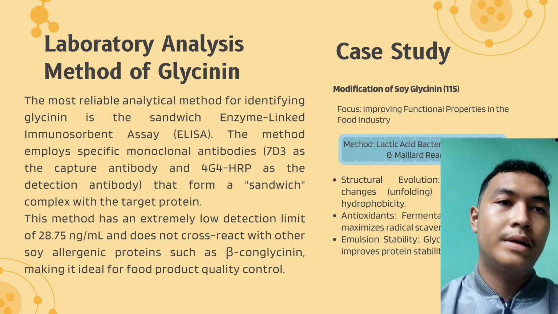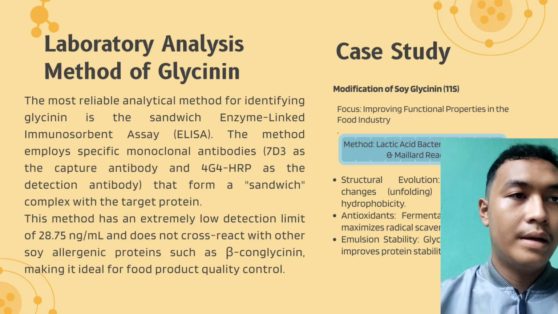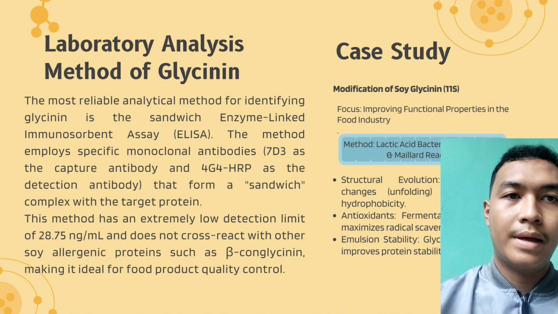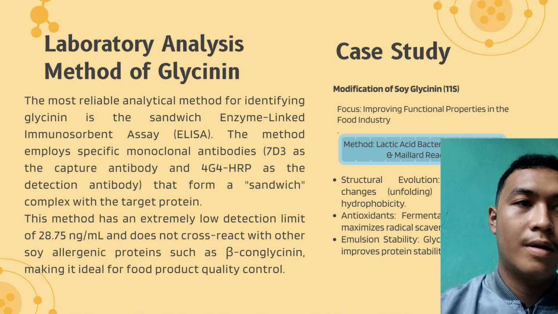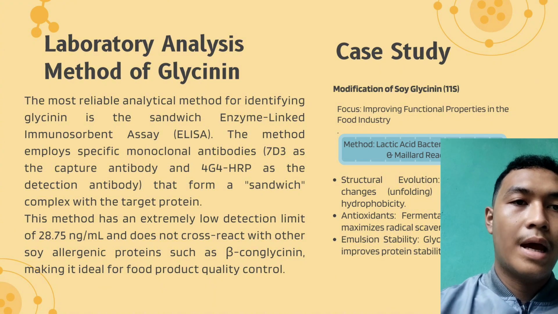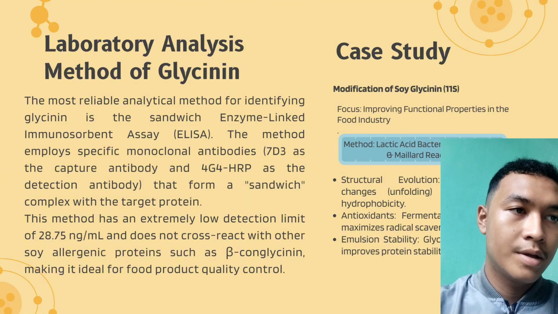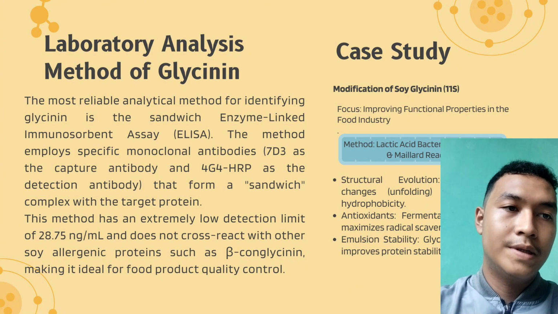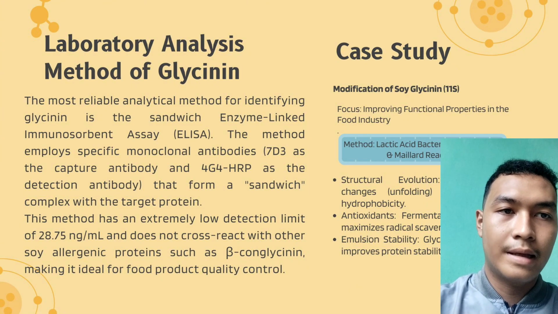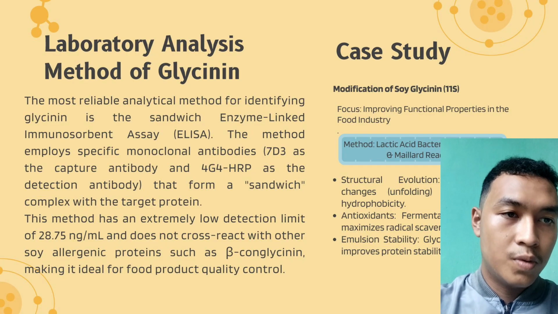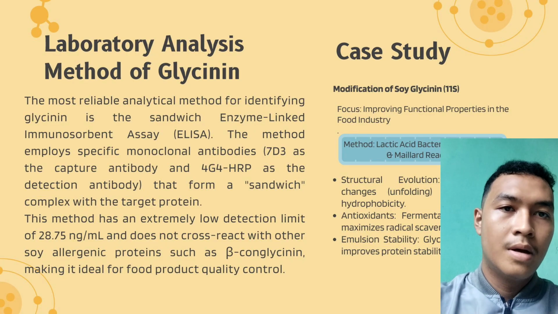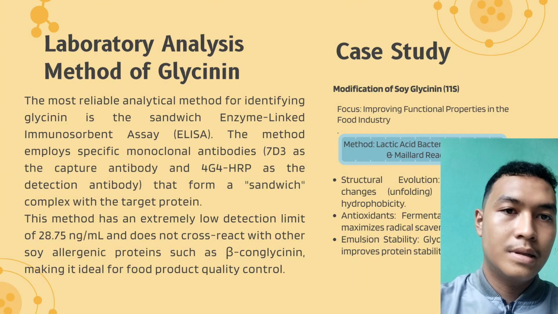The most reliable analytical method for identifying glycinin is the sandwich enzyme-linked immunosorbent assay, or ELISA. This method employs specific monoclonal antibodies. There are two key antibodies used: Z73 as the capture antibody and 4G4-HRP as the detection antibody. These two antibodies work together to form a sandwich complex with the target protein, which is glycinin.